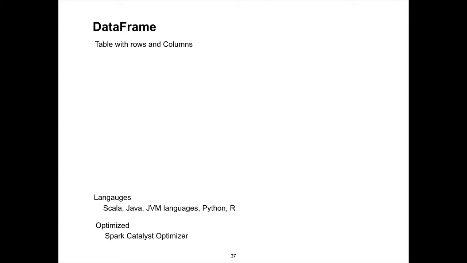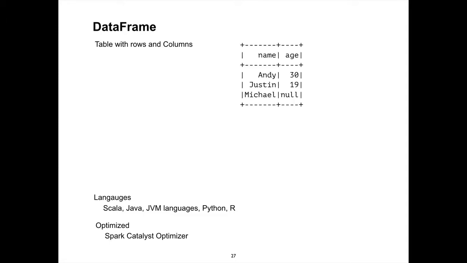A data frame is a table with rows and columns, like you're used to seeing. So here's an example of a data frame. It has two columns, and the columns have labels. And if you've done any work with SQL, it's like this. You've seen this before, right?